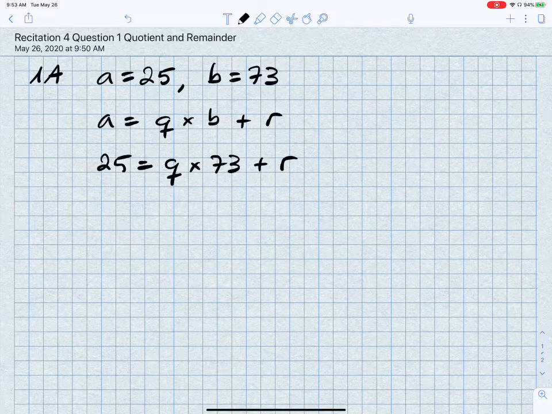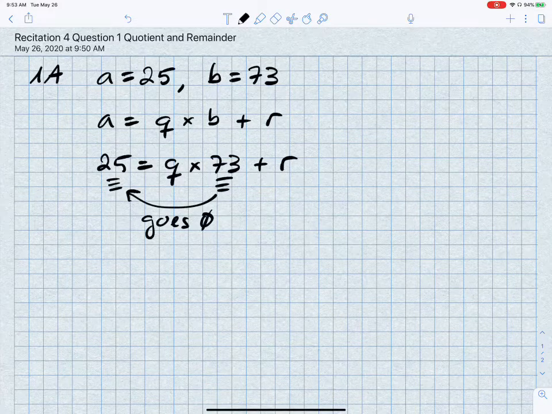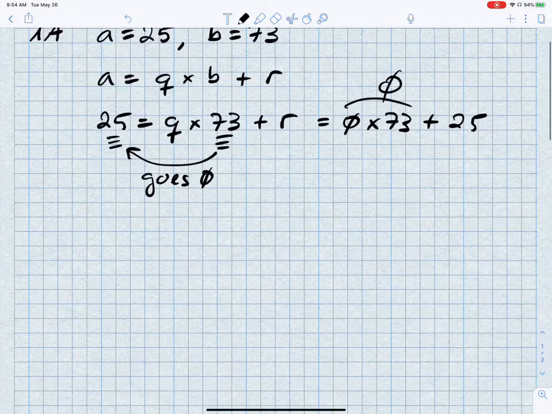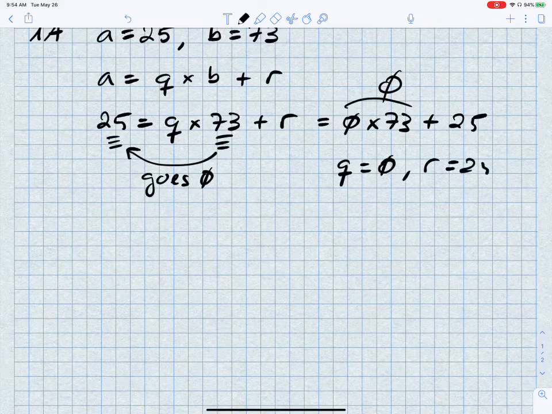Okay, so we then try to find out how many times b goes into 25, and we see that it goes 0 times. So we can then substitute that we have 0 times 73 plus some remainder will equal 25. So this is 0. So you would need a remainder of 25 for the equation to be true. So this gives you the result that the quotient is 0 and that the remainder is 25.